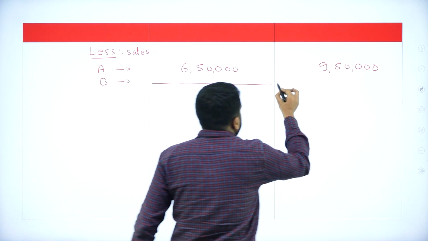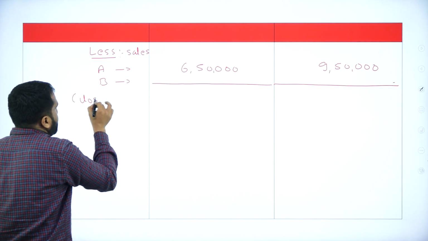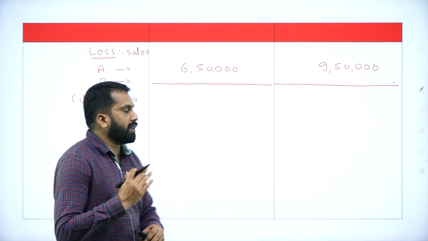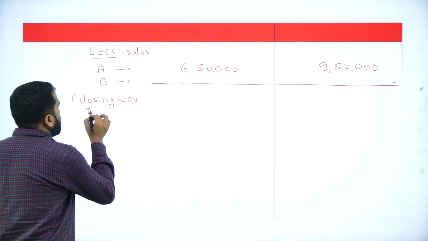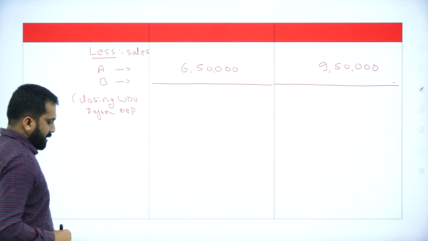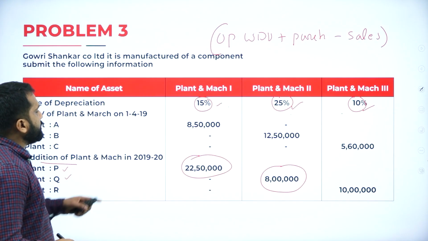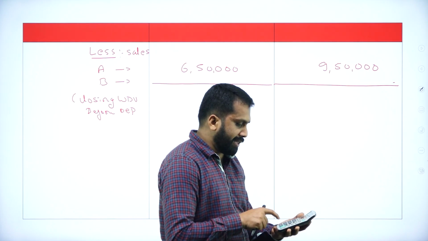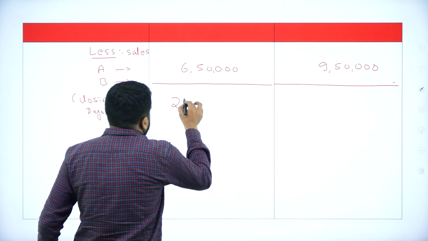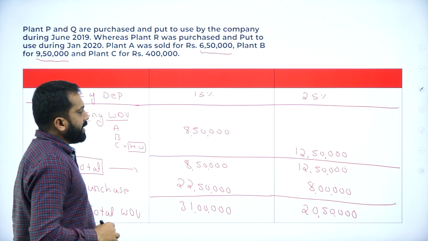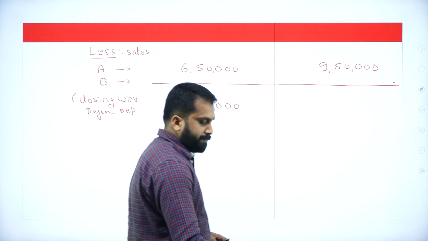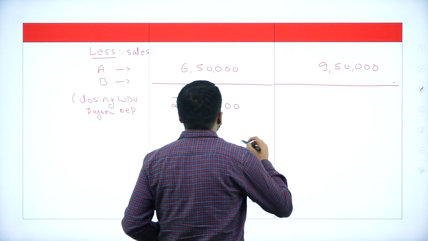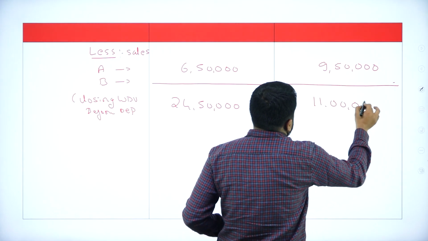Now, what is the closing value? So, this is nothing but closing WDV. Now, closing WDV before depreciation. How do you calculate? Before depreciation, how much will you get as per this? 31 lakh minus 6,50,000. I get 24,50,000. What about the second one? 20,50,000 minus 9,50,000. So how much is it? 11 lakh. Yes, 11 lakh.